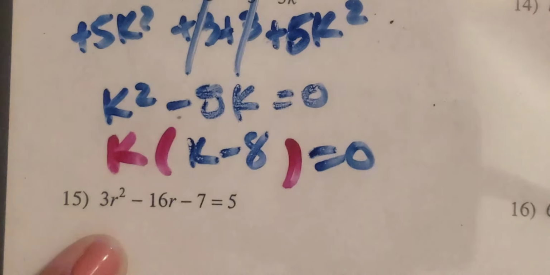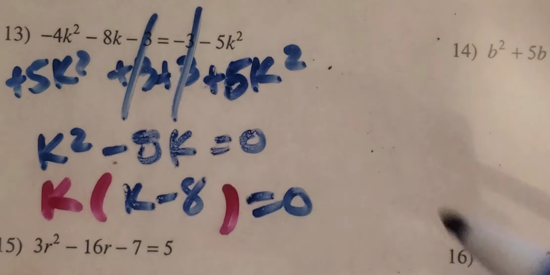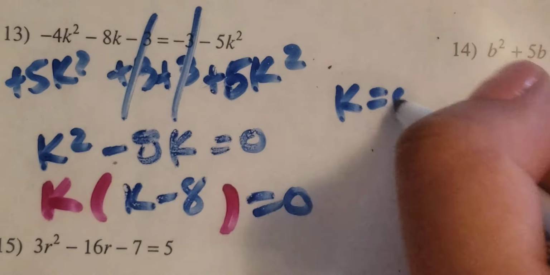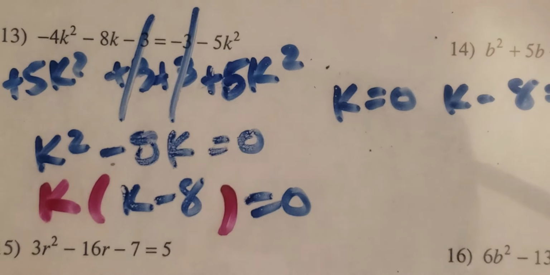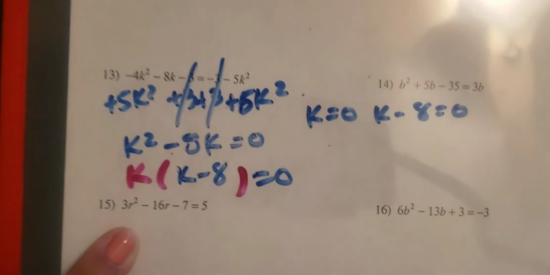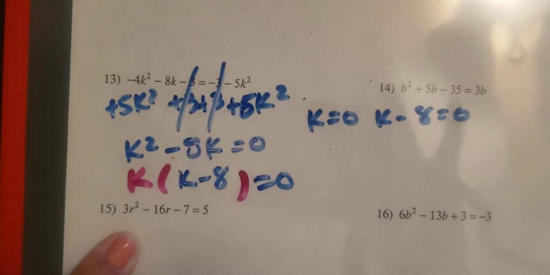Okay. And again, to solve, just set each one equal to 0. So we're going to have k equal to 0 and k minus 8 equal to 0. Let me zoom out a bit. Okay, there we go. Sorry, how to move my camera.